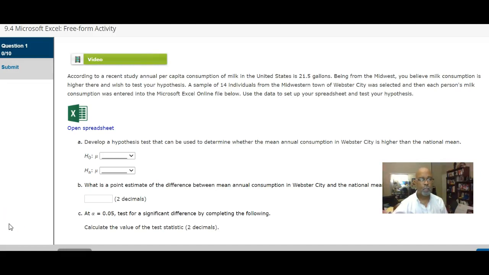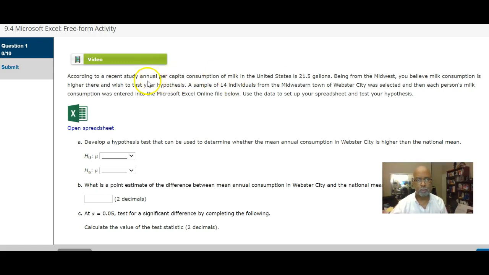Hello. So we're looking at problem 9.4 in the free-form activity. And as I've said before, the parameters of the problem change every time you open this problem. So when you open it, it may look different with different values. Well, let's focus on the process of solving it.